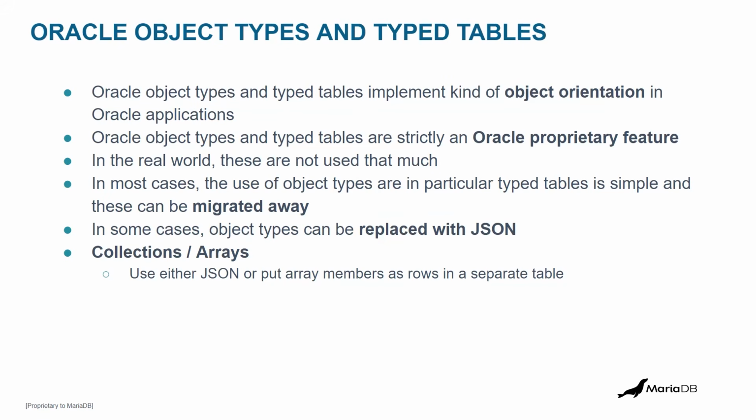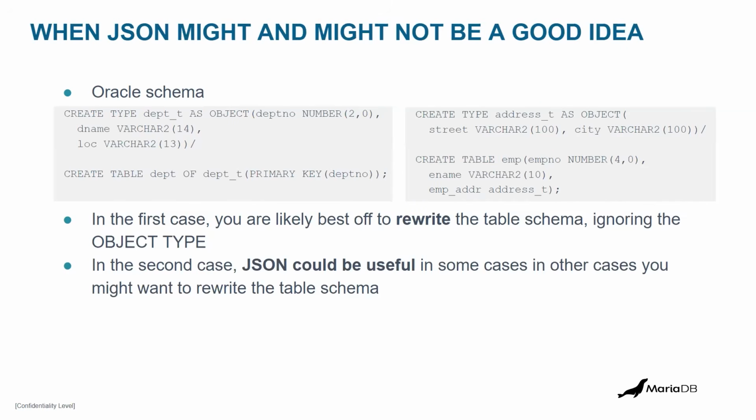These also come with something called collections and arrays in Oracle. These are also not supported by MariaDB. I say replace them with JSON or replace them with a structure of tables, a classic relational structured table. When you migrate, you might want to look at using JSON in some cases.